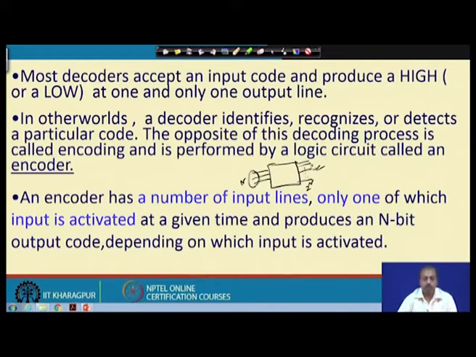Then the opposite of the decoding process is the encoding, and the logic circuit that does it is the encoder. An encoder has a number of input lines, only one of which will be active at a given time, and produces an n-bit output code depending upon which input has been activated. We will see how to design this circuit.